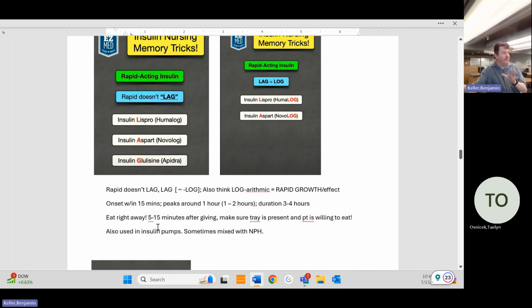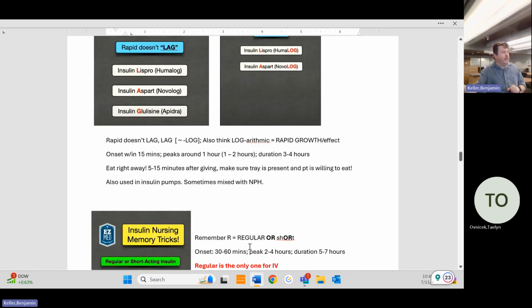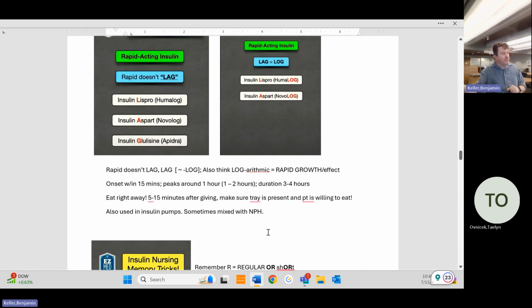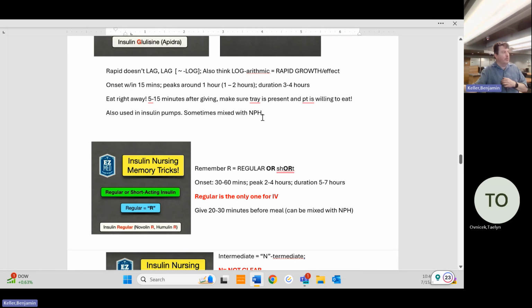So you want to eat right away, 5 to 15 minutes after dosing. Make sure their tray is present and the patient is willing to eat their dinner. They're like, oh, I'll get to it in a little bit. They might be passed out in a little bit. They also use rapid acting in insulin pumps because they can give out just a tiny bolus at a time, and it works pretty instantly. So then the little automatic pumps will sense the insulin level, give a little pump, and then do it that way. You can also mix this with NPH if you want. Sometimes you'll see an order for that. That's the normal.